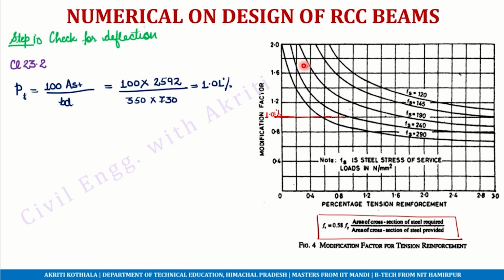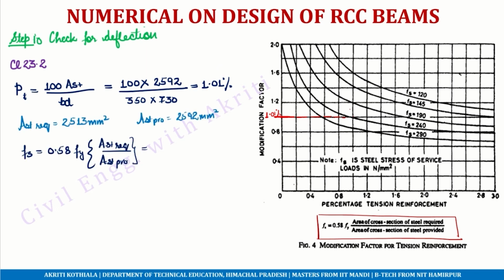Now these lines are Fs, which can again be calculated from the formula given in figure 4. Fs is equal to 0.58 Fy times the area of cross section of steel required upon the area of cross section of steel provided. We have calculated the value of required AST and provided AST in the previous slide. So substituting the values here, we obtain Fs equal to 233.3 Newton per mm square.